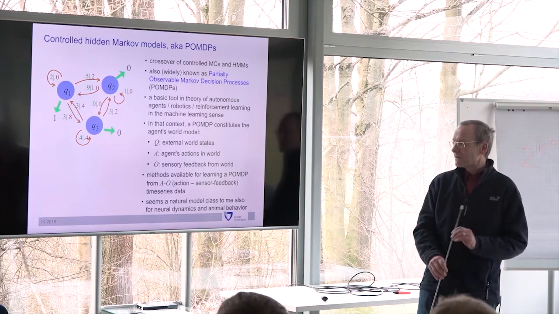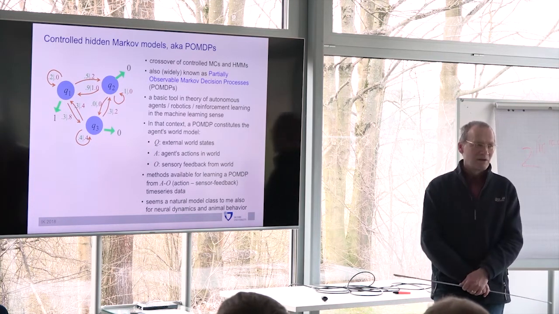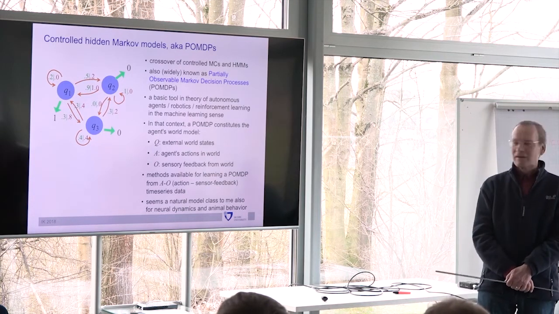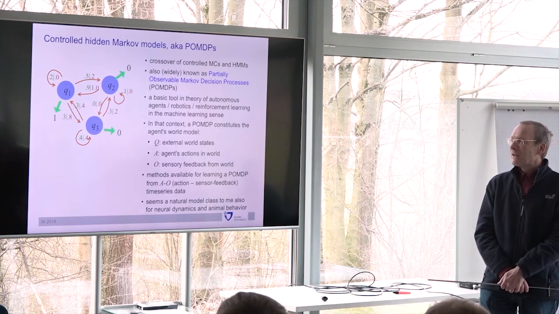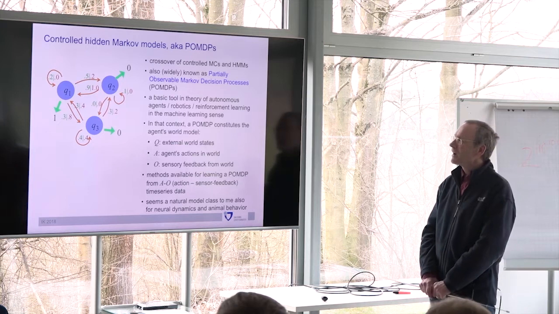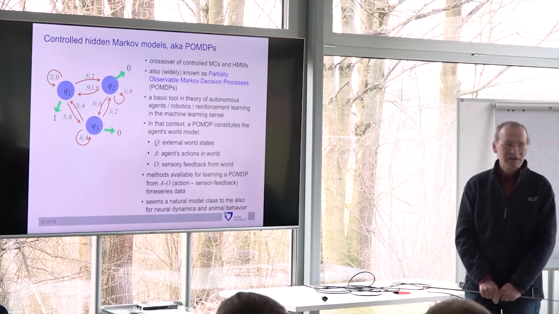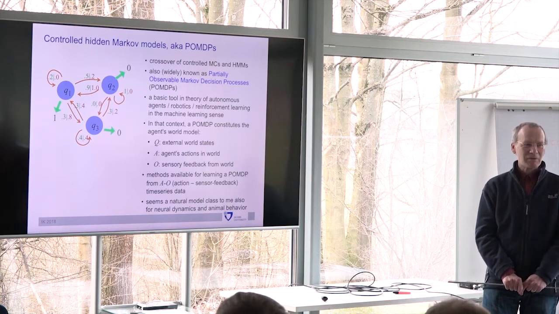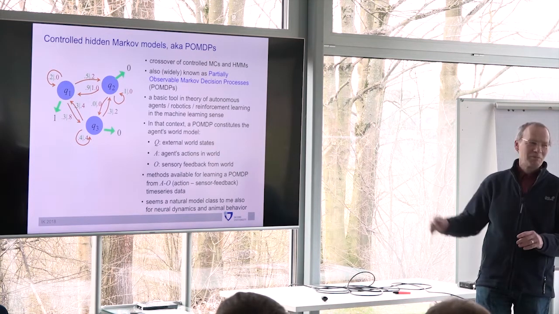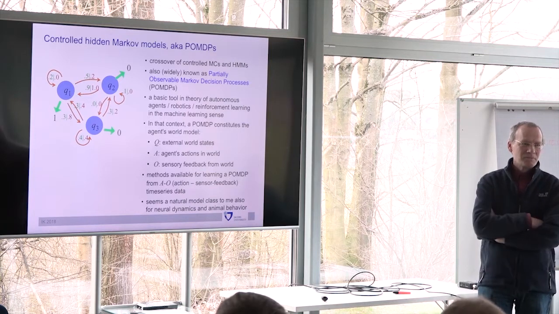So these systems also can be learned from data. What data? Well, input-output data, but without knowledge of the states. They are sometimes called partially observable Markov decision processes, or POMDP. So in machine learning and robotics, when you say POMDP, people know that you're talking about this.